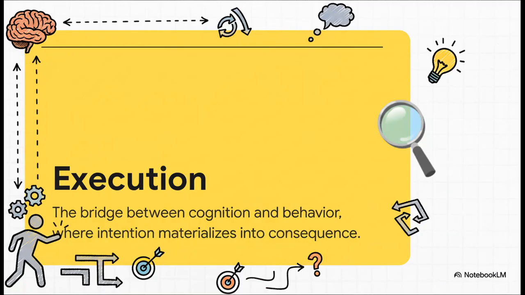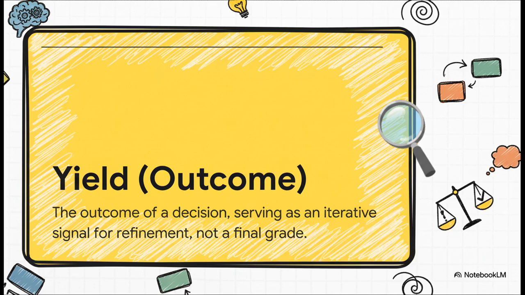Execution really is the critical bridge between your thoughts and reality. A perfect blueprint is completely useless if the construction is shoddy. This is where your intention becomes a real consequence, and it takes will, coordination, and just plain persistence to see it through. And the outcome of that execution is the yield.